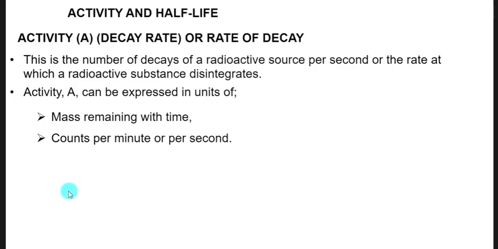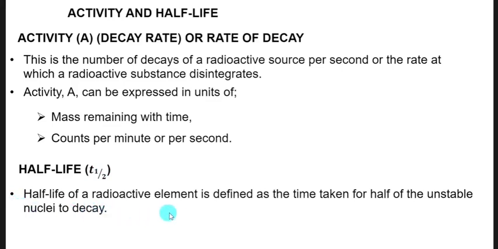Now we are moving to half-life, represented by T half. The half-life of a radioactive element is defined as the time taken for half of the unstable nuclei to decay. Now, you have to understand this definition and understand it better.